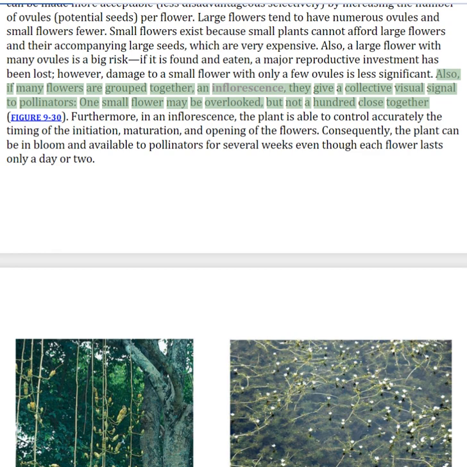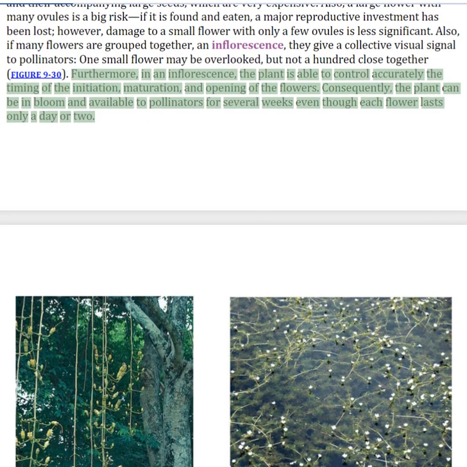Also, if many flowers are grouped together, an inflorescence, they give a collective visual signal to pollinators. One small flower may be overlooked, but not 100 close together. Furthermore, in an inflorescence, the plant is able to control accurately the timing of the initiation, maturation, and opening of the flowers. Consequently, the plant can be in bloom and available to pollinators for several weeks even though each flower lasts only a day or two.